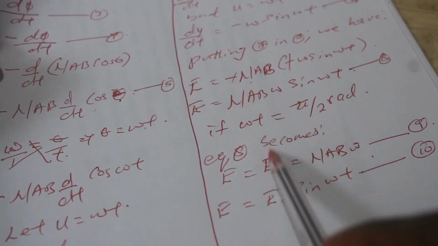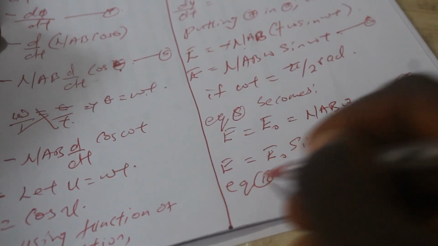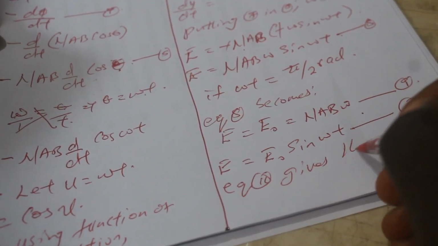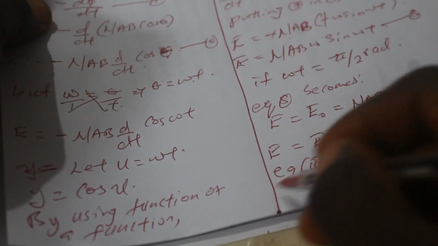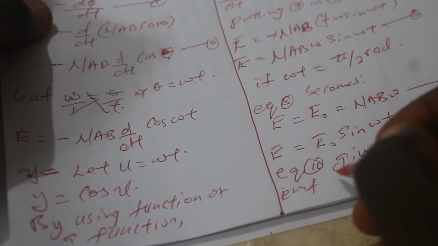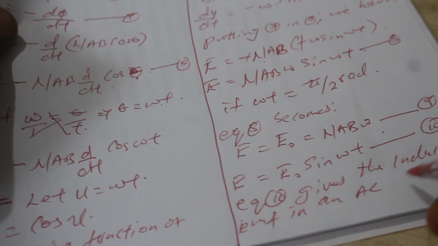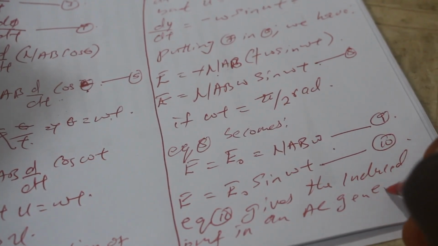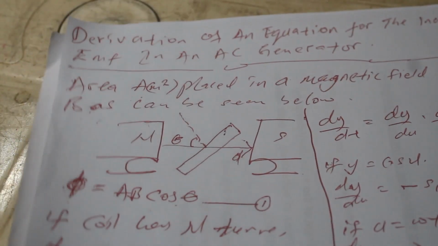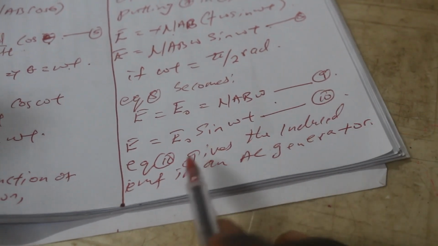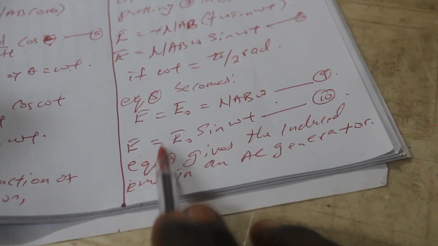Because in place of the whole of this, we can put E there, and this becomes like this. So now equation 10 gives the induced EMF in an AC generator. So that's what it is. This is the equation here for the induced EMF in an AC generator.